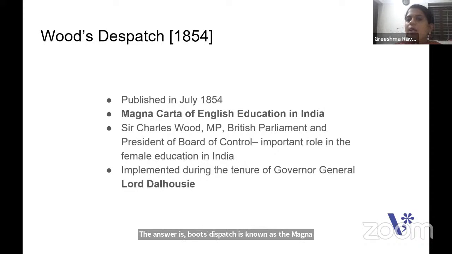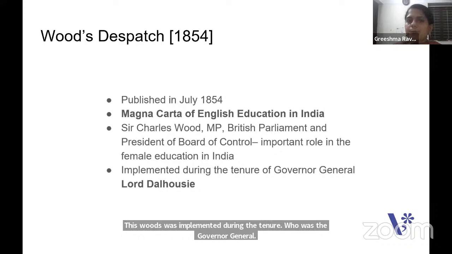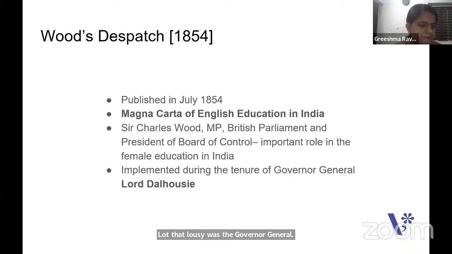And Sir Charles Wood was the MP of British Parliament and the President of Board of Control. He played an important role in the female education in India. This Wood's Dispatch was implemented during the tenure of, who was the Governor General? Lord Dalhousie was the Governor General when this dispatch was implemented. Okay. So the year also, please note down, 1854. Wood's Dispatch, 1854. Okay.